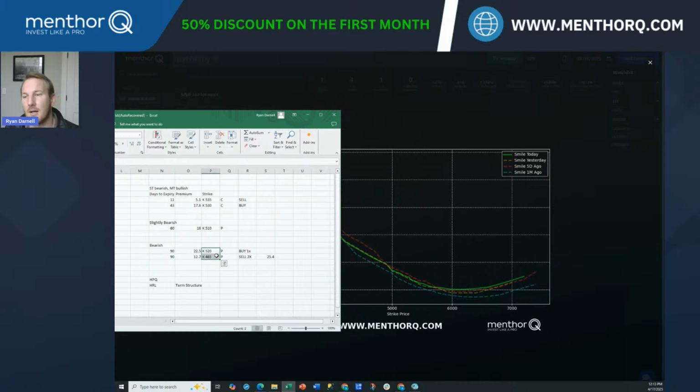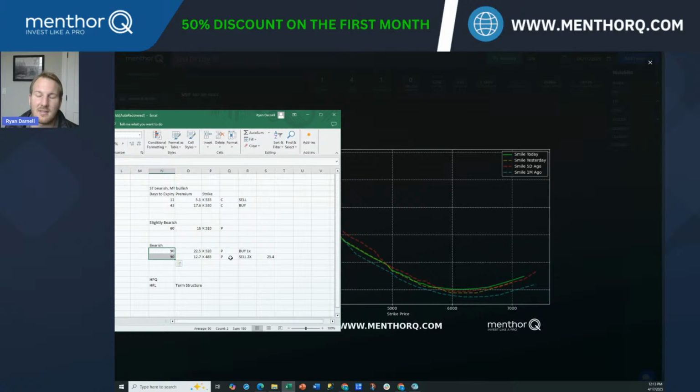So this is a vertical. Before we did a calendar call spread, now we're doing what's called a vertical put spread. That means same expiry. Before we did a diagonal call spread, because we did different expiries, 11 versus 43 and 535 versus 530 strike. And now we're talking about a vertical, because we're keeping the tenor the same. The days to expiry is the same, 90 days on each, but we're buying the higher strike put and selling the lower strike put 2 times.